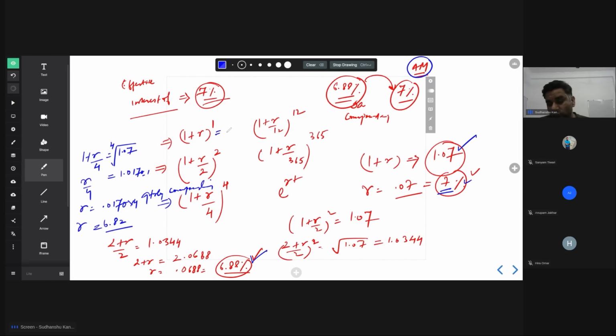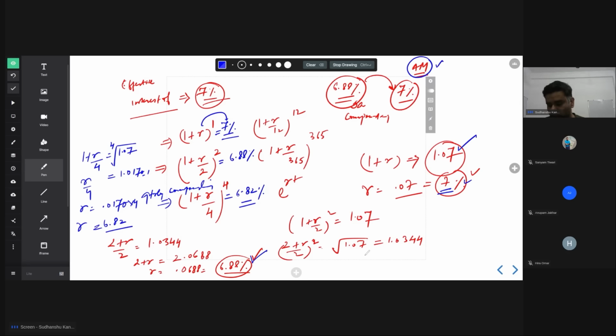When there is no compounding, I need 7%, then I need the value of R as 7%. When there is 6 monthly compounding, I can get the desired result of 7% with 6.88%. When there is 4 time compounding, I don't even need 6.88. I can do it with 6.82. As the compounding is increasing, as the number of compounding periods is increasing, the rate is going down and down. So to achieve the desired result of 7%, I can do it with a lesser geometric mean.